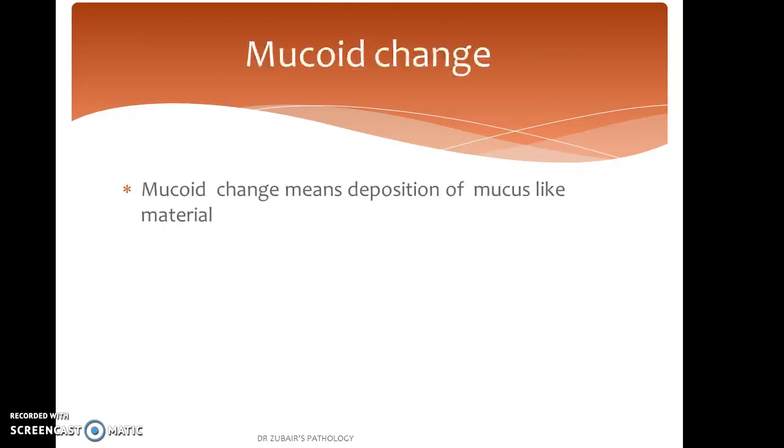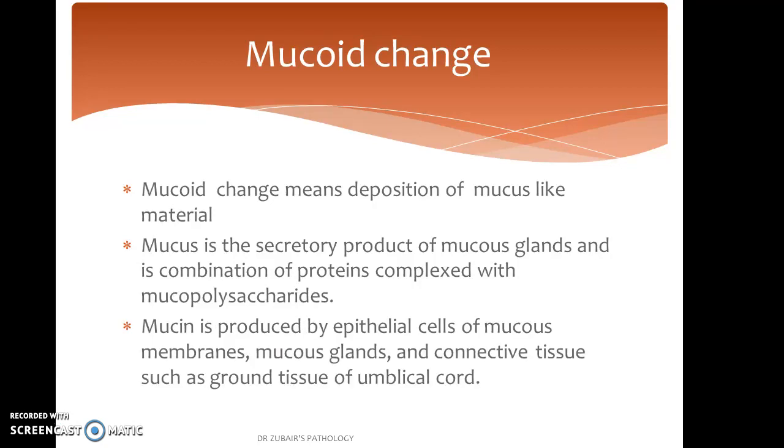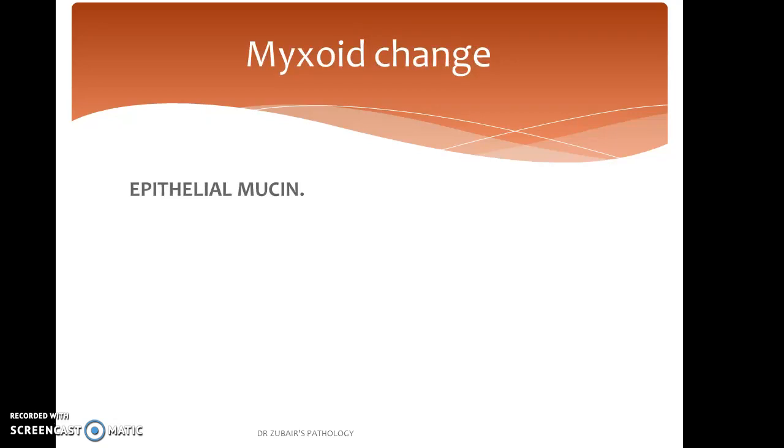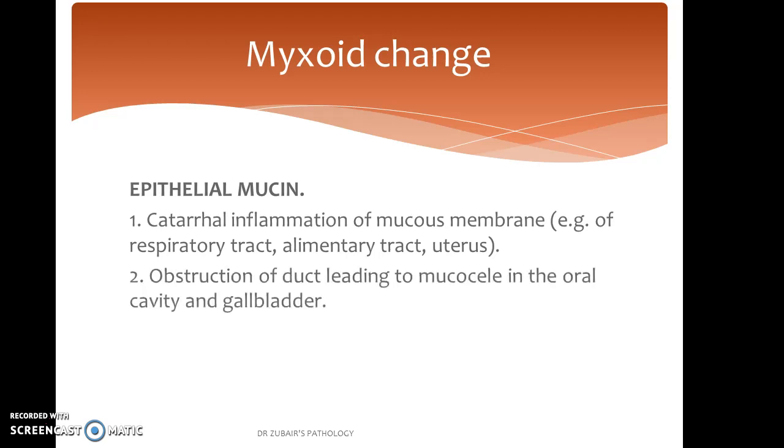What is mucoid change? Mucoid change, also called myxoid change, means deposition of mucus-like material. Mucus is the secretory product of mucus glands and is a combination of protein complexed with mucopolysaccharides. Mucin is produced by epithelial cells of mucous membrane, mucus glands, and connective tissue such as ground tissue of umbilical cord. Coming to myxoid change, examples: epithelial mucin, catarrhal inflammation of mucous membrane of respiratory tract, alimentary tract, uterus. So you have to remember the amount of mucus we produce in the respiratory tract when there is common cold, or it could be in the alimentary tract, or it could be the uterus, the cervical mucus.